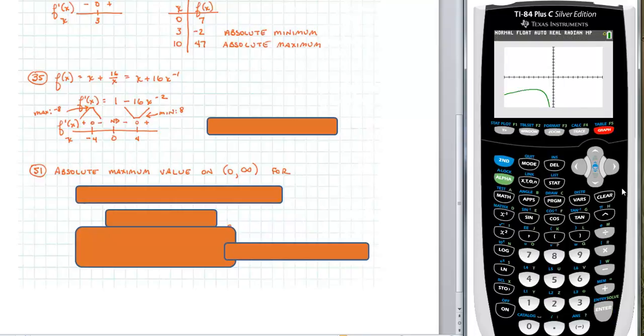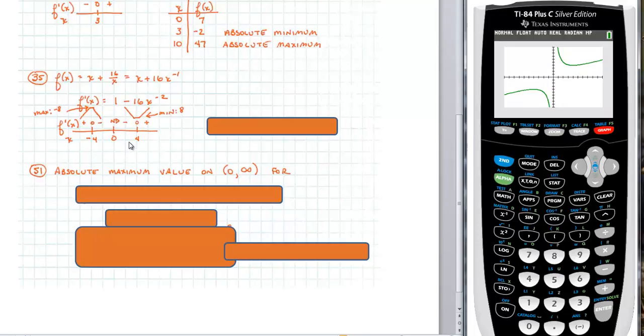By definition, what absolute max is, it is the largest Y value on the whole entire graph. The problem with this one is, here's my absolute max, but it's just on this section of the curve. This is a min, but it's not an absolute. That is a minimum value of 8, but if you'll notice, there are smaller Y values.